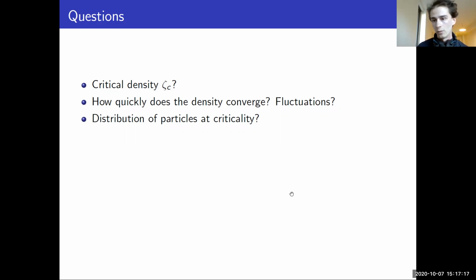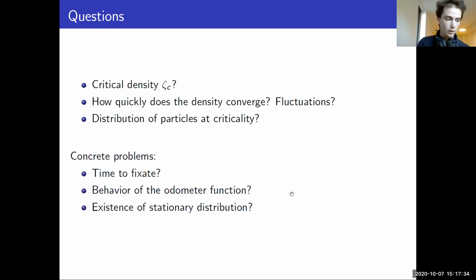A very hard question, but one we're definitely interested in, and the overarching theme we want to think about, is what is this distribution of particles? Is there some stationary distribution for this Markov chain, this critical state? Can you somehow describe that? Those are really the overarching things we want to think about.